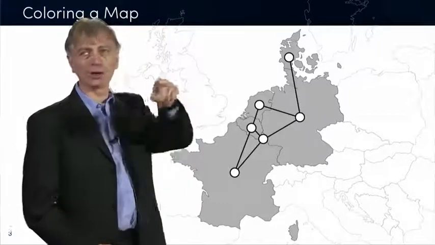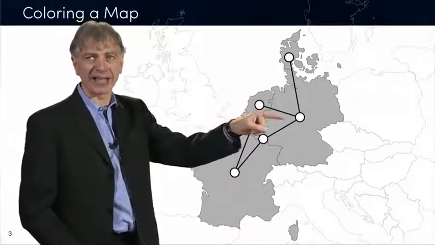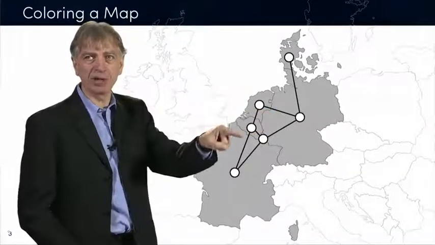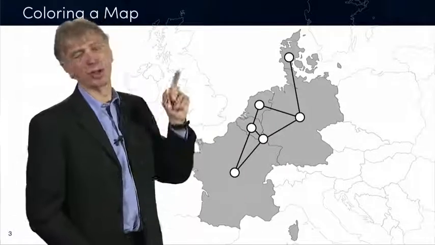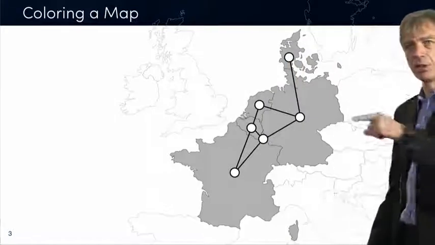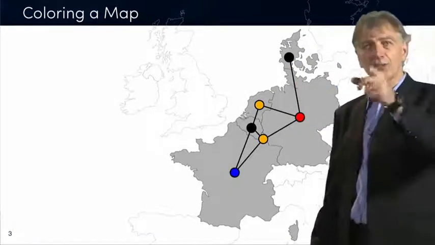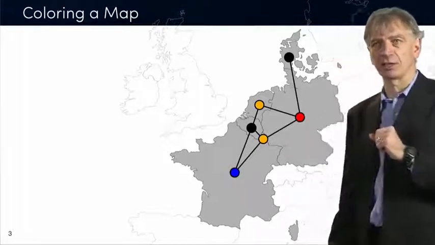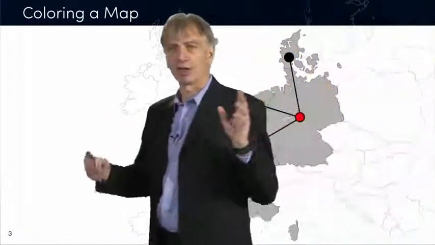Every country would be associated with a vertex, and there will be an edge between two vertices if the two countries are adjacent. Now the goal of the application would be to find a coloring of this graph such that every two vertices which are adjacent are given a different color. So that's graph coloring at a high level.